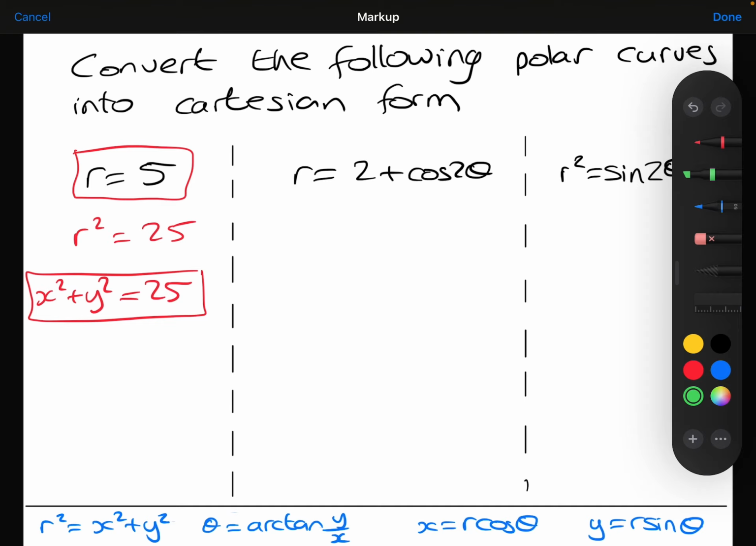Like I was saying earlier, you can see why polar coordinates are much easier. r equals 5 is a much easier equation to use, much simpler than saying x squared plus y squared equals 25.